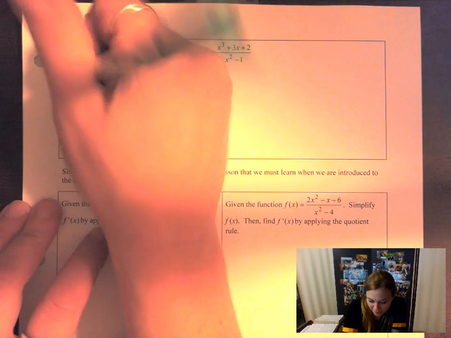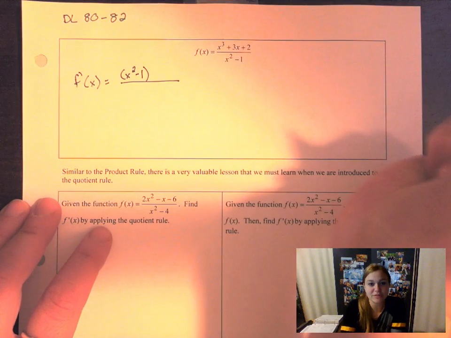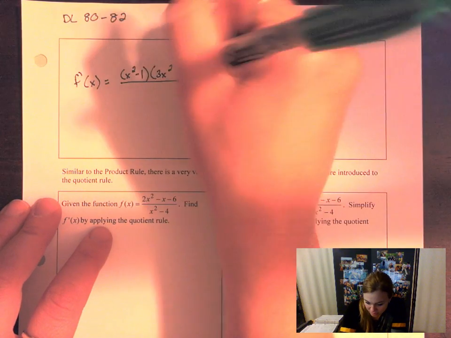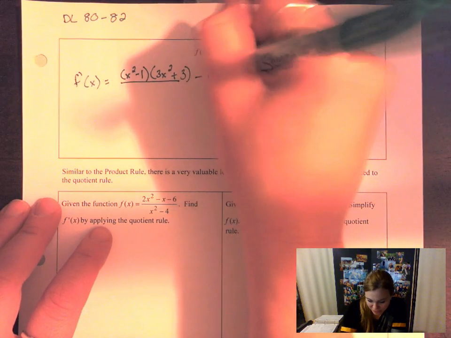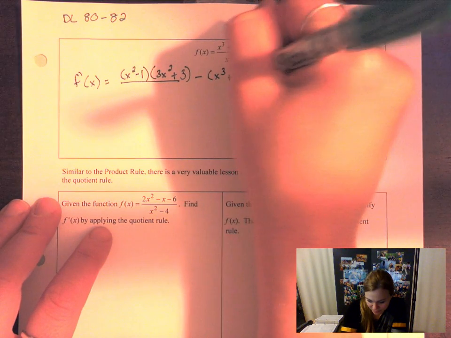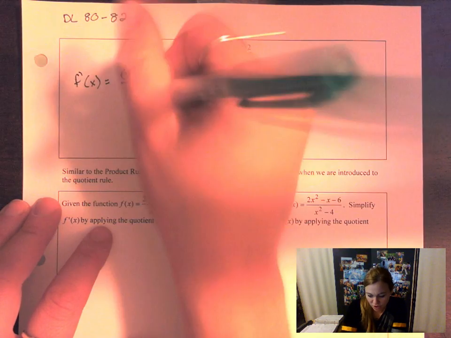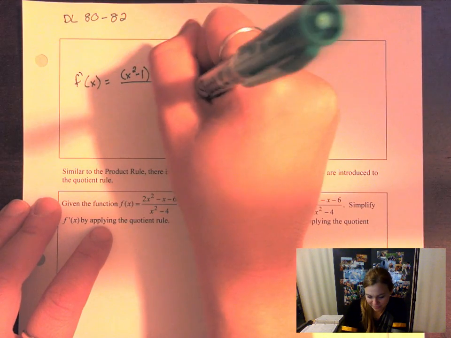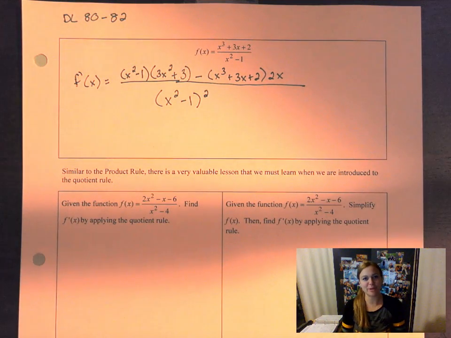So let's use that. I've got f prime of x is equal to the bottom. So I've got x squared minus 1 times the derivative of the top. So this would be 3x squared plus 3. Bottom derivative of the top minus the top. So make sure that you're using parentheses. Times the derivative of the bottom, which would just be 2x, all over the bottom squared. And then that's it. We did it.